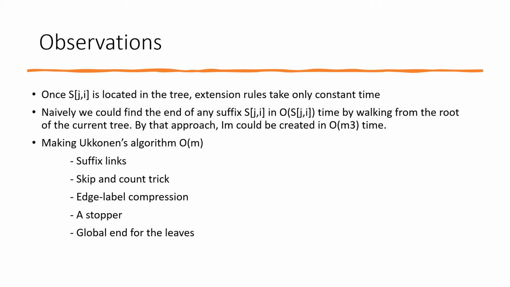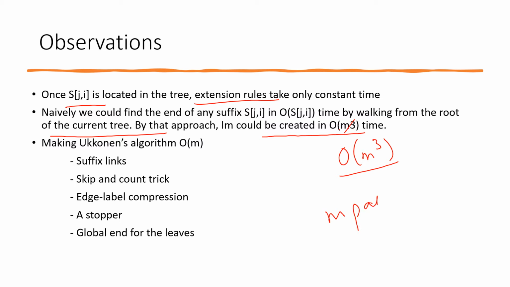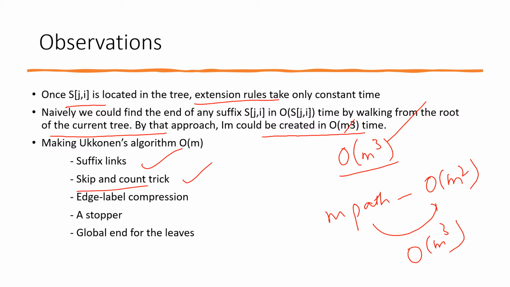Once we find where we should do the extension, the extension rules can be done in constant time. Another naive solution takes O of m cube time. For m phases, we do at least O of m squared work, so together it is O of m cube, though much better naive solutions exist than this one. So we will not use this at all. We need other information like suffix links and some tricks like the skip and count trick, edge label compression, showstopper, and global end leaves.